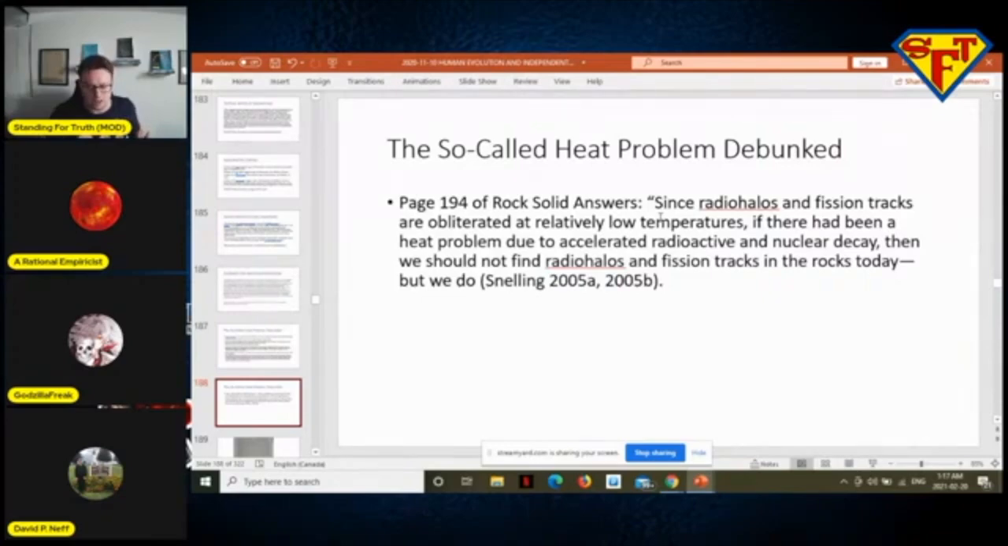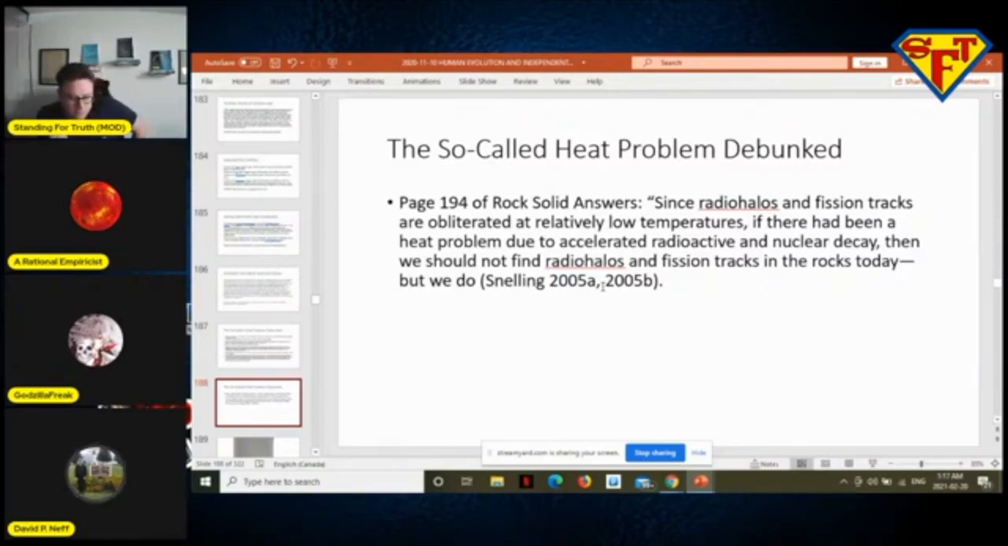So how do we deal with that? Well, for one, and this is pointed out on page 194 of Rock Solid Answers, radio halos and fission tracks are obliterated at relatively low temperatures. Correct. So if there had been a heat problem due to accelerated radioactive and nuclear decay, then we should not be finding these radio halos and fission tracks in the rocks today, but we do. And Snelling pointed that out in the papers you're referring to. If I could respond to that real quick. Yeah, go ahead, David. Okay, sure.